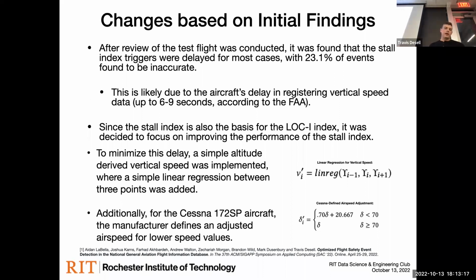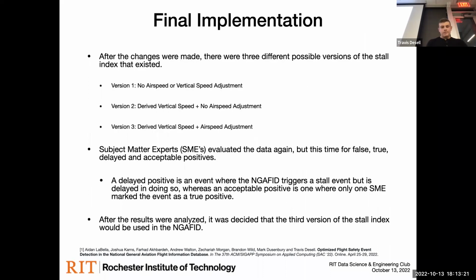And basically what we did after this, once we came up with these changes, is we had three different types of implementations. The first one was the vanilla implementation, where we had none of these adjustments. Second one, we just did a derived vertical speed, but no airspeed adjustment. And then the third one was both. As you might expect, version 3 was the best performing.